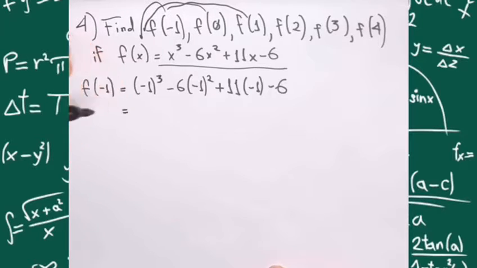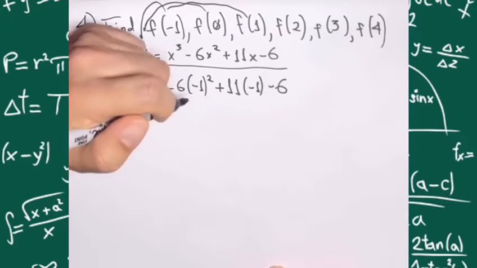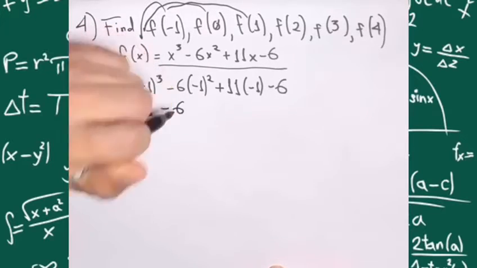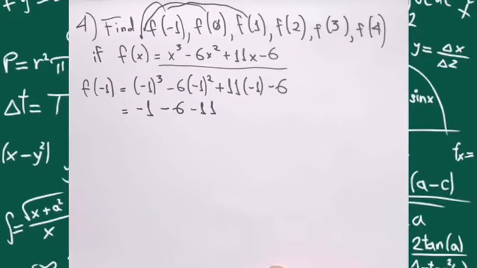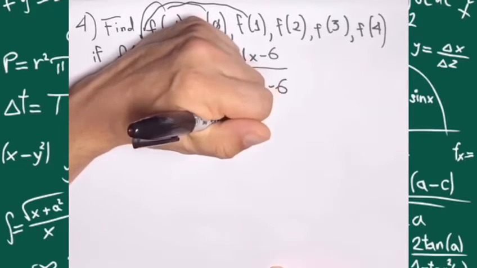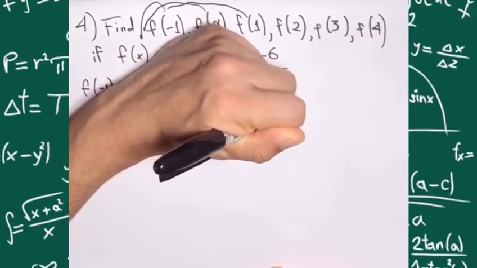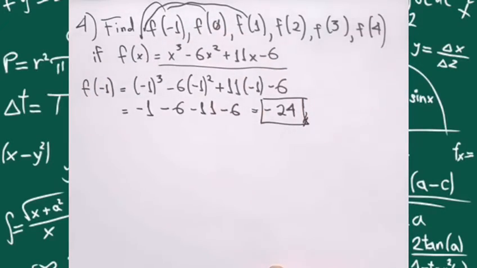All you have to do is just get in the groove of doing cubes easily. -1 cubed is going to be -1 because it's -1 times -1 times -1. So you have to be quick with the sign and the actual arithmetic value. -1 squared is +1, so you can see we have a 6, and then -1 times +11 is going to be -11, minus 6, which is the constant. And all you have to do next is simply associate positive values against negative and do the addition and solve. In this case, we have -1 minus 6 minus 11 minus 6, which is going to be equal to -24, which is our first result.